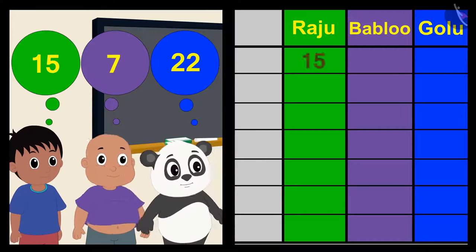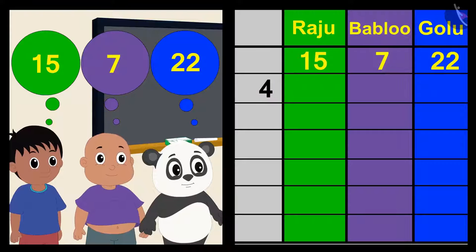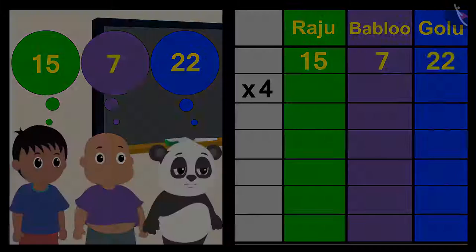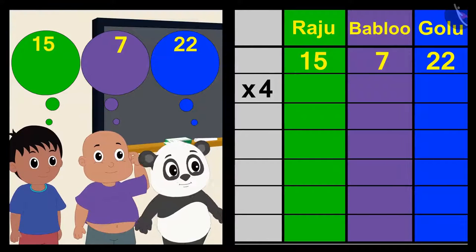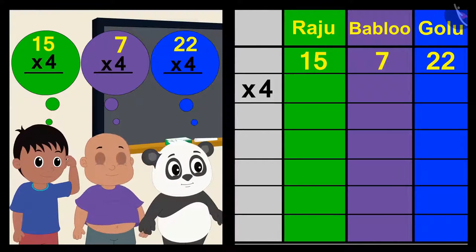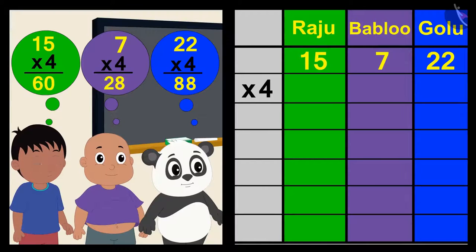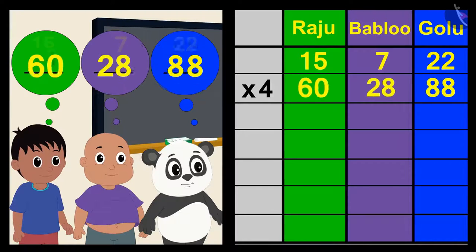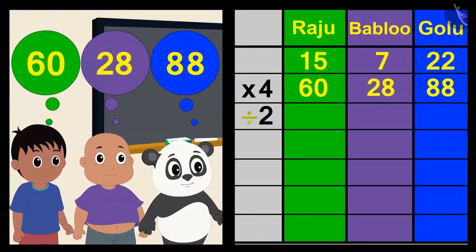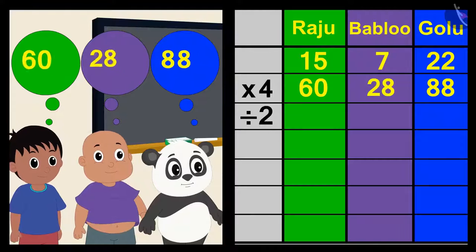Now, multiply your number by 4. Sher Khan told the three children. The three children quickly multiplied their numbers by 4 in this way. Now, divide your answer by 2. Sher Khan explains the process and the three friends quickly do it.